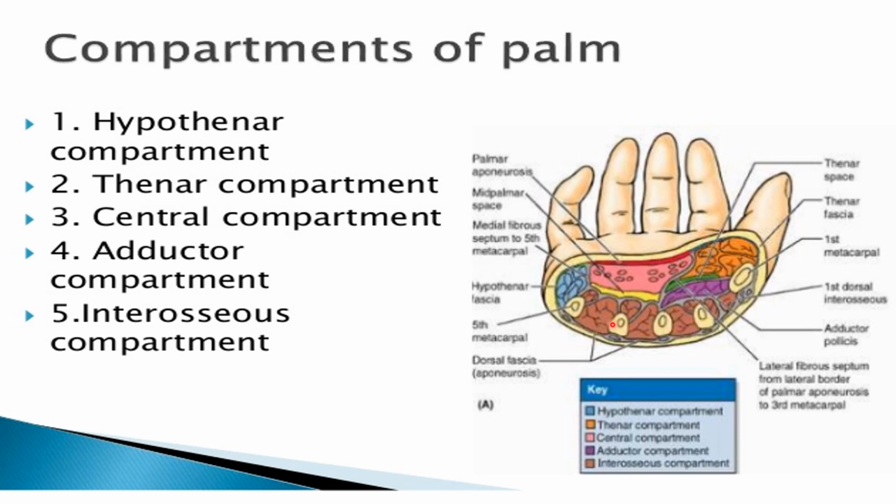Okay, between the metacarpals is the interosseous compartment that contains the interosseous muscles. So there are five compartments. The hypothenar compartment contains the hypothenar muscles. Later you study these muscles in detail. The thenar compartment contains the thenar muscles, and later you study these muscles in detail. Between the thenar and hypothenar is the central compartment, in which the short muscles of the hand, the lumbricals, are present along with the long flexor tendons and their sheaths. And then the adductor compartment contains the adductor pollicis, and the interosseous compartment between the metacarpals contains the interossei. Okay.